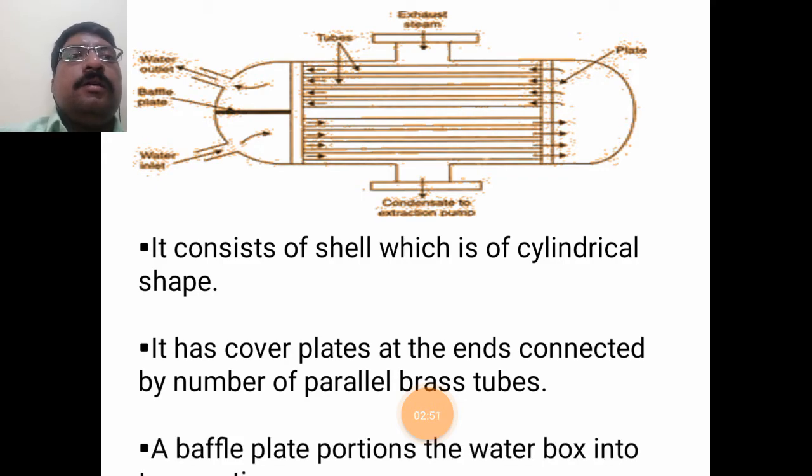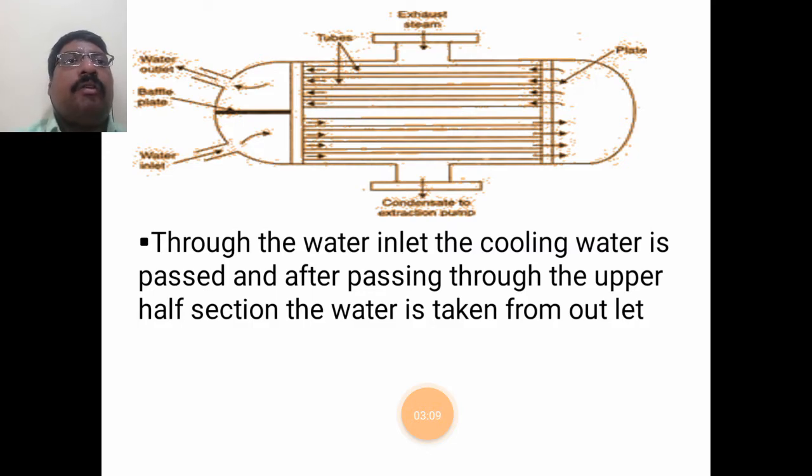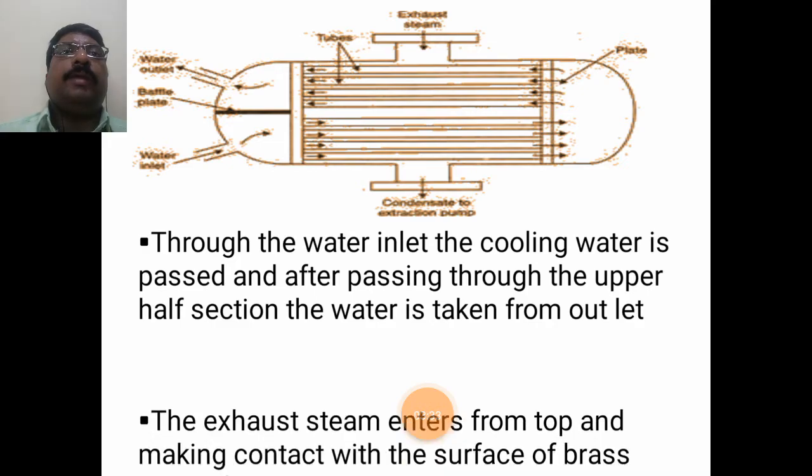A baffle plate is provided in the water box for dividing the water box into two sections, one for the inlet and another for the outlet. Through the inlet, the cooling water is passed through the parallel tubes arranged in the bottom half. After passing through these tubes, it reaches the opposite end and flows back through the upper half, and water is taken from the water outlet.